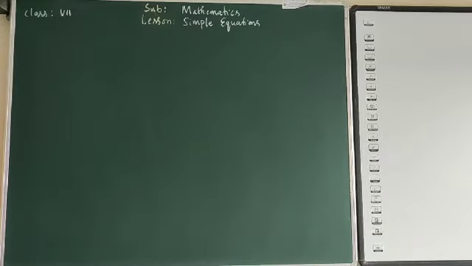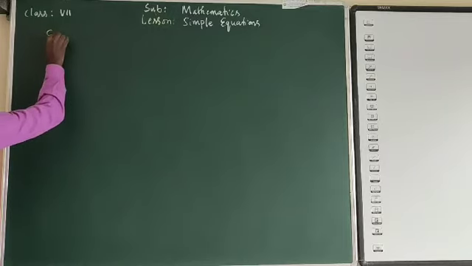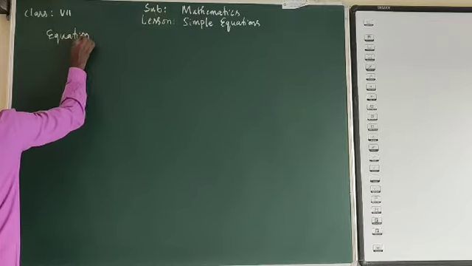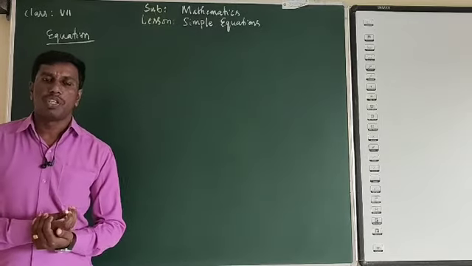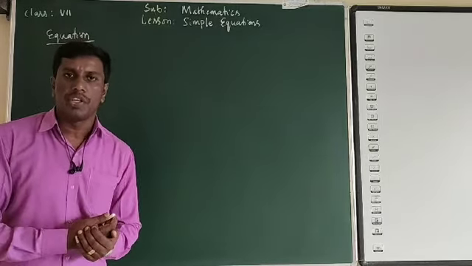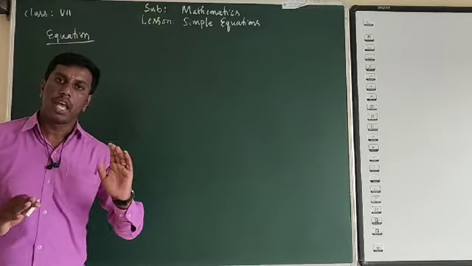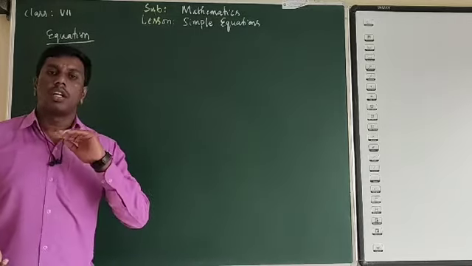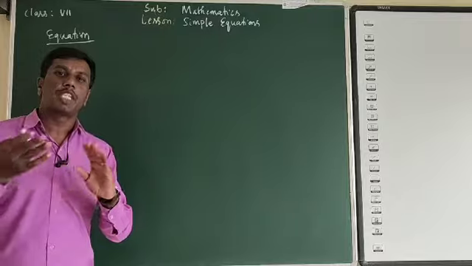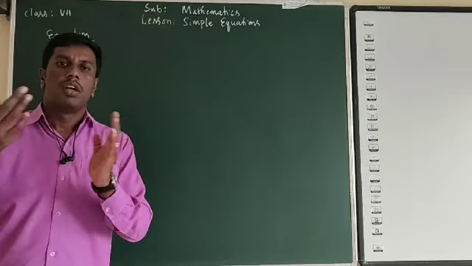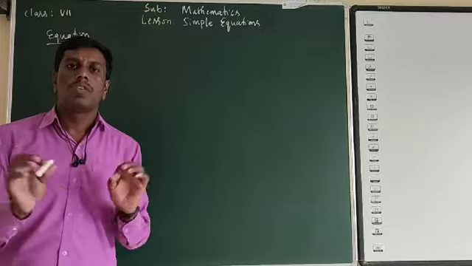We will go for equations. So what do we mean by an equation? An equation is a condition on a variable. That condition is that the values of the two expressions are equal. That means the LHS and the RHS must both be equal.